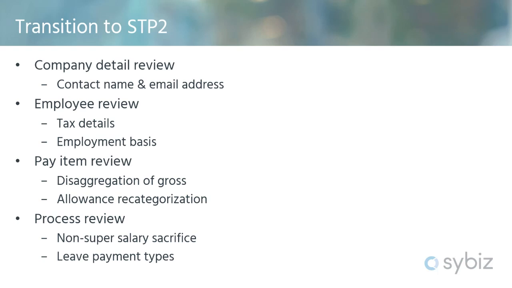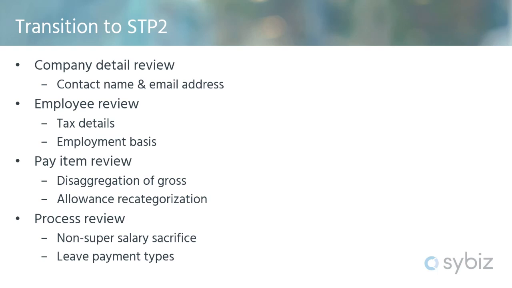So again, this is a little bit of a refresher. The kind of things that you need to do in the transition to STP2, we'll have a bit more of a look at these things in just a moment. Company detail review: just make sure that you include the contact name and the email address. Have a look at your employees for their tax details and employment basis. And again, we'll have a bit more of a look at this.